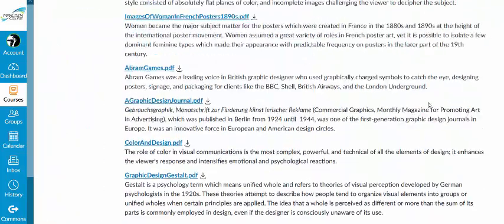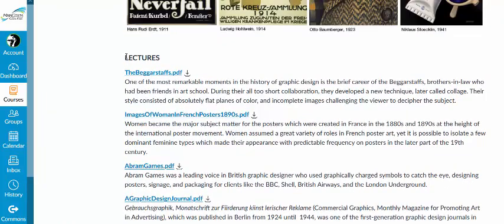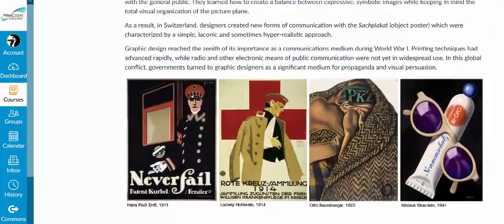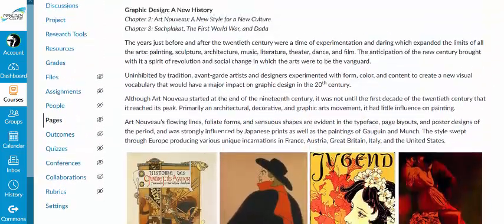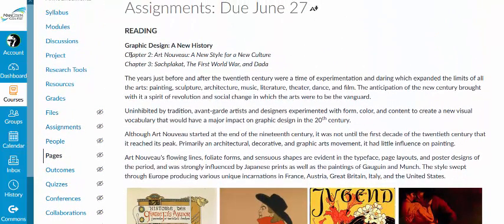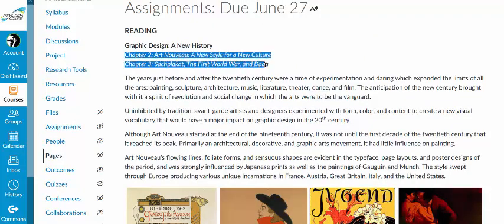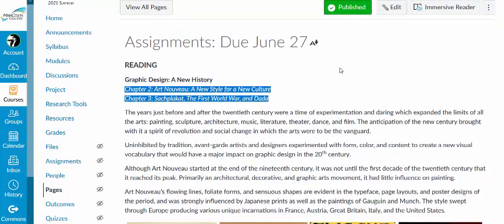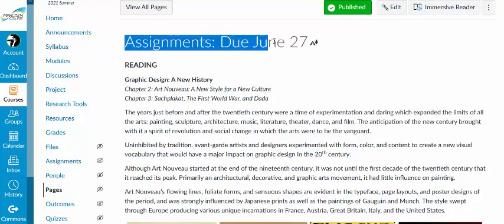Be sure to have a look at this week's lectures and read chapters 2 and 3 in the textbook. So those are this week's assignments. Again, these are due Sunday, June 27th. And I hope you enjoy learning about Art Nouveau and Sachplakat. And I can't wait to see what ideas you come up with for your museum exhibition project. Have fun!